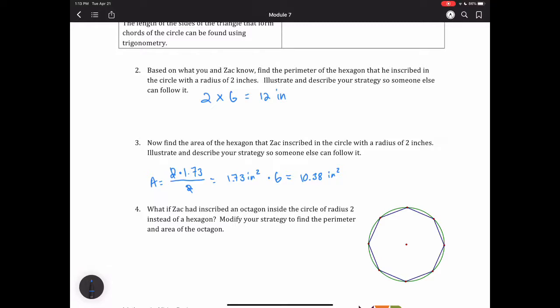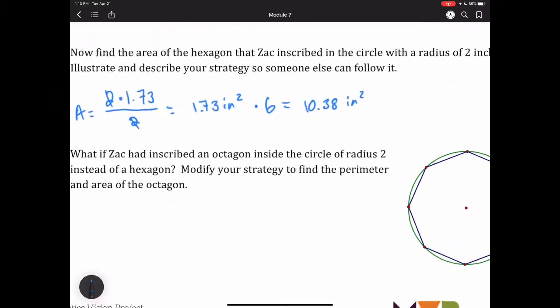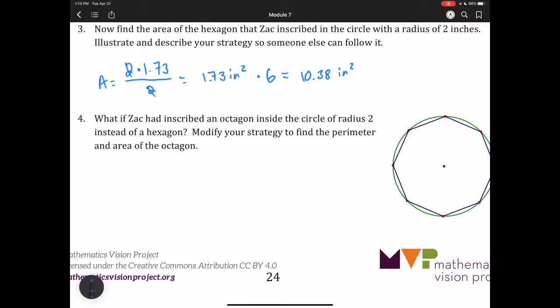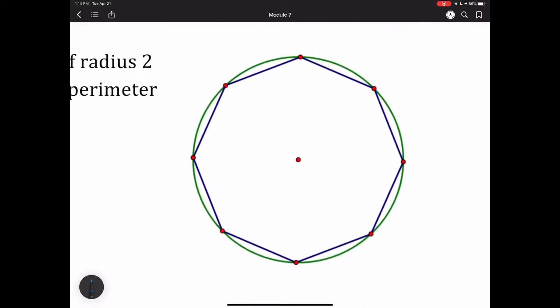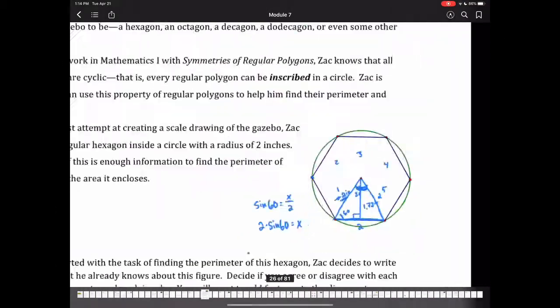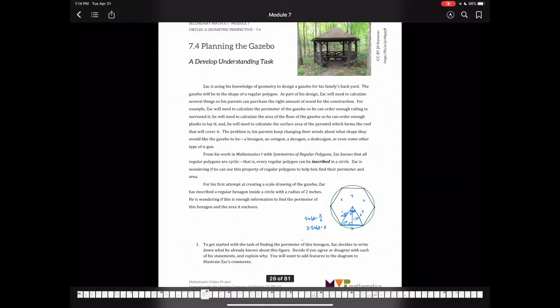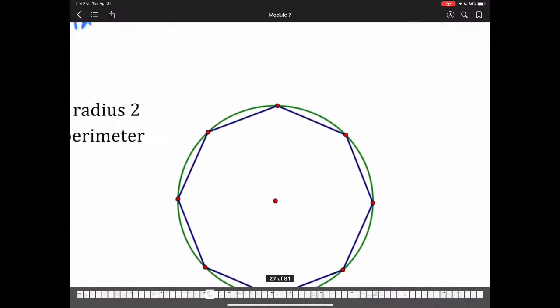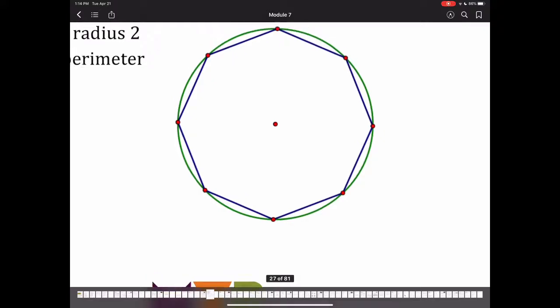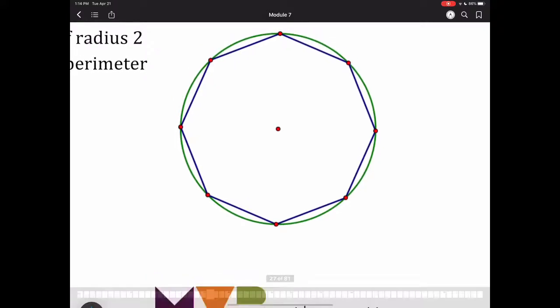All right, now there's a little bit of a tricky part here. We are going to look at if he had inscribed an octagon instead of a hexagon. So let's try to figure that out, okay? First thing we did previously on the last page was we determined the central angle made by 2 radii drawn. So let's go ahead and try that as well here. So I'm going to draw that first of all.